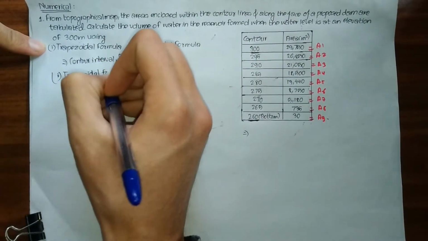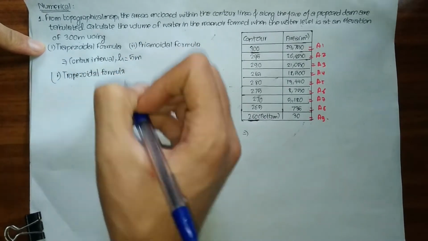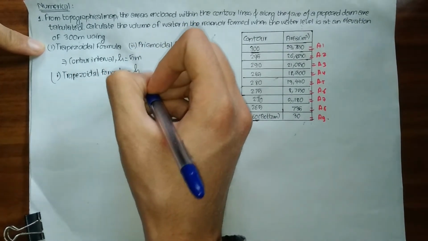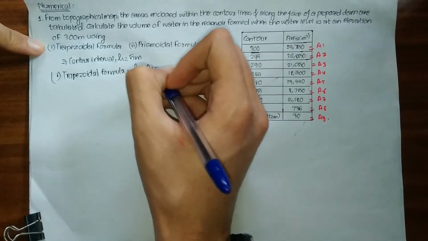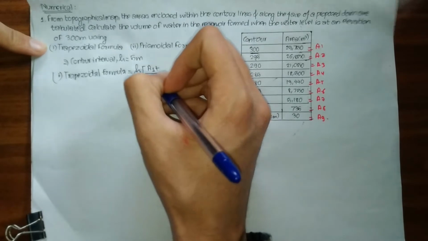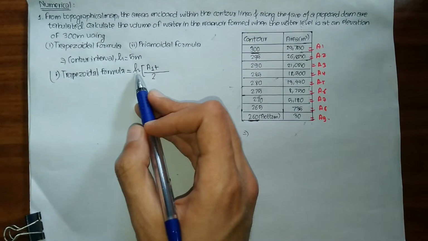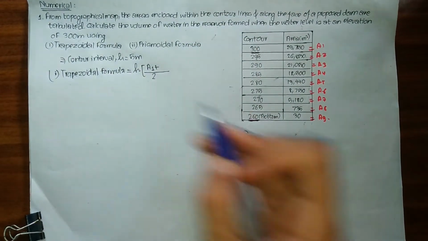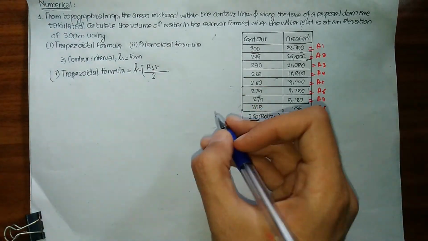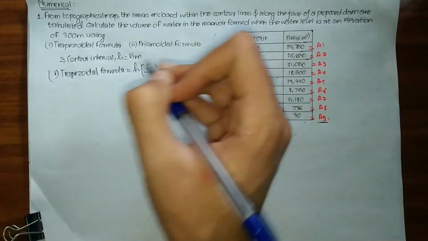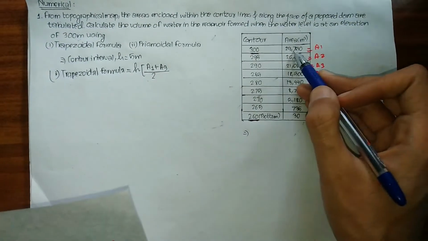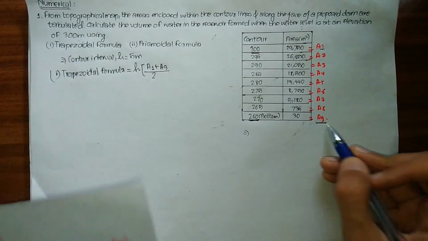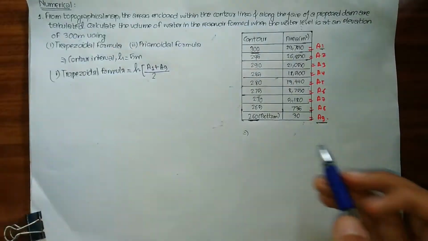In order to calculate our volume of water using our trapezoidal formula, our formula is simply equal to h times A1 plus our last area, which is A9, divided by 2. So let me show my formula over here. As I show in my formula, h times A1 plus final area divided by 2. So A1 is over here, and my final area is A9. So A9 will come over here, divided by 2.